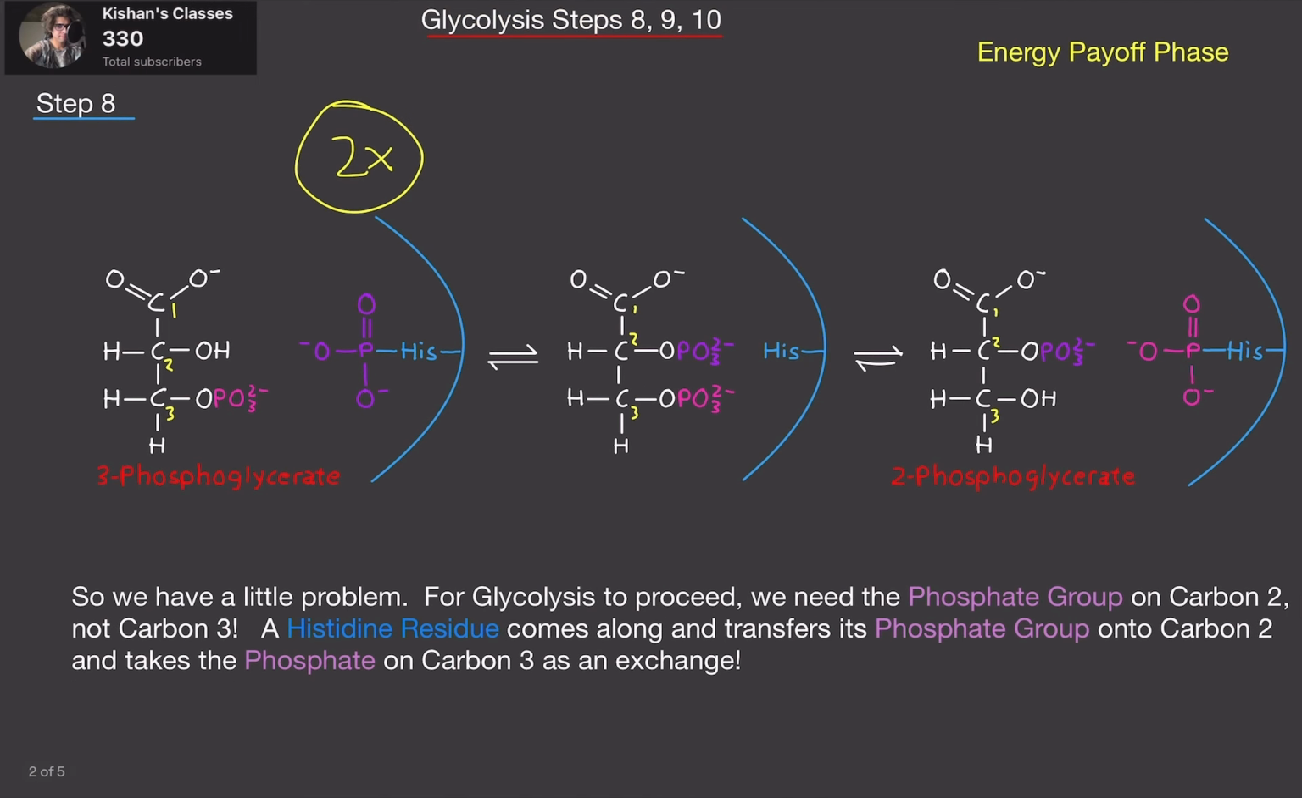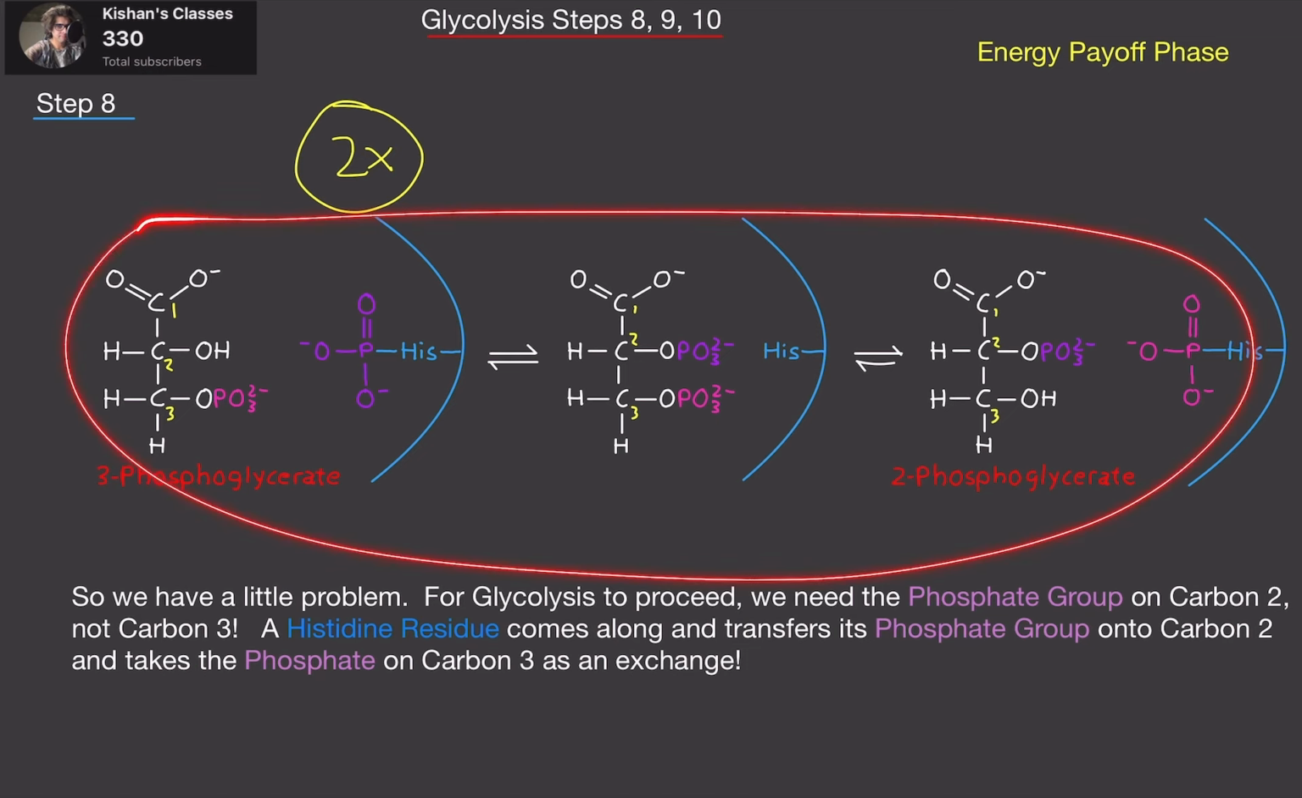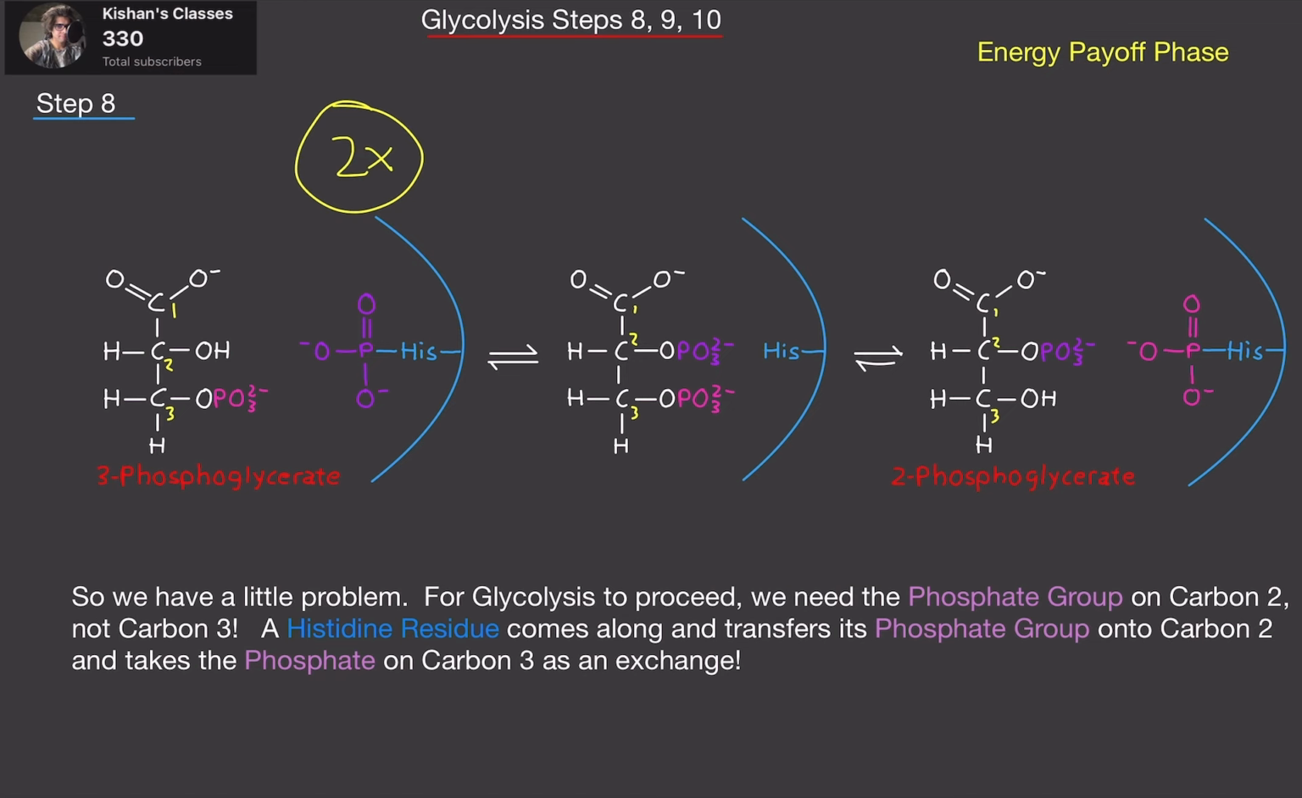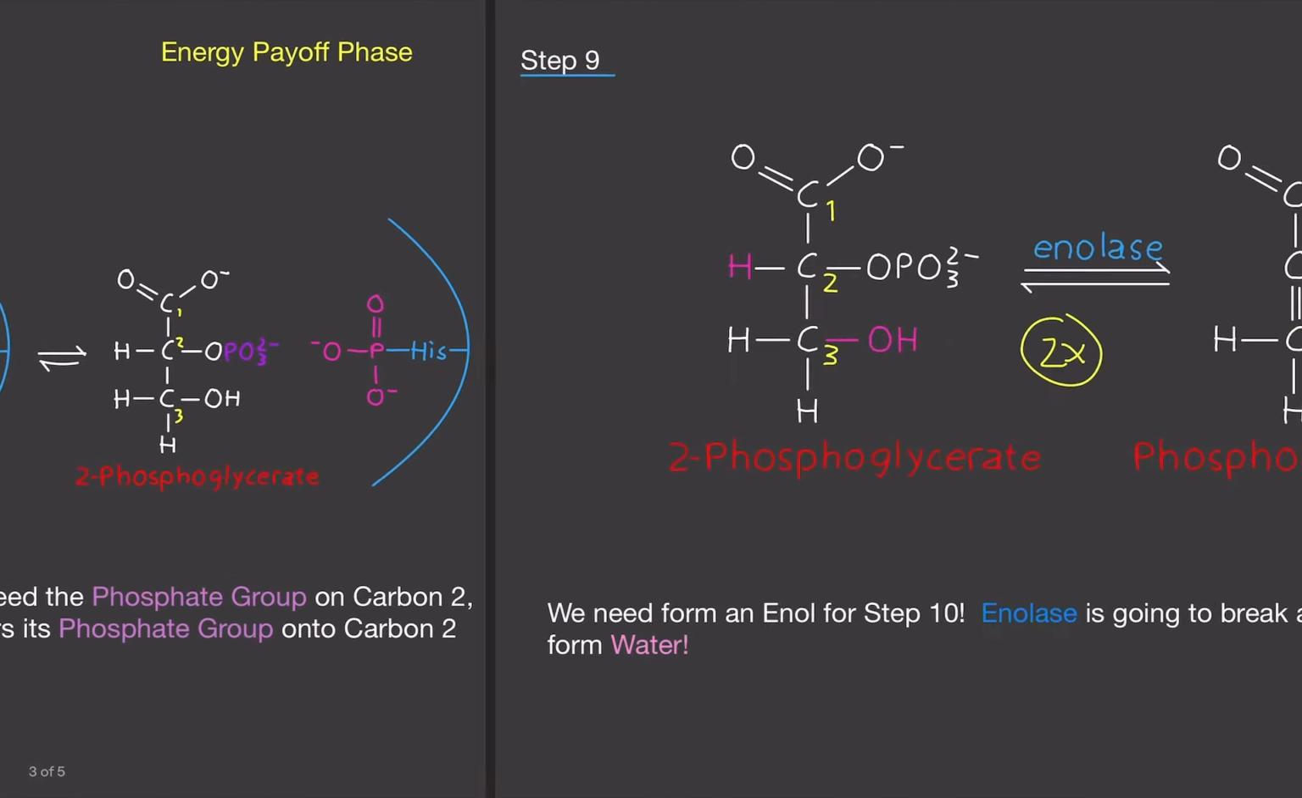Oh, and it happens twice, like everything else after step 6, because we formed an aldehyde. We formed 2 aldehydes in previous steps, and since we made 2 aldehydes, everything going forward is times 2. We make 2 of everything now. So this all happens twice, because we technically have 2 molecules of 3-phosphoglycerate. That means we're going to have 2 molecules of 2-phosphoglycerate.